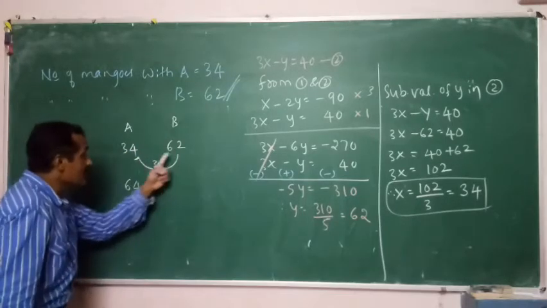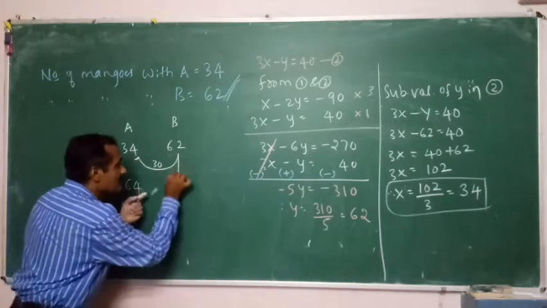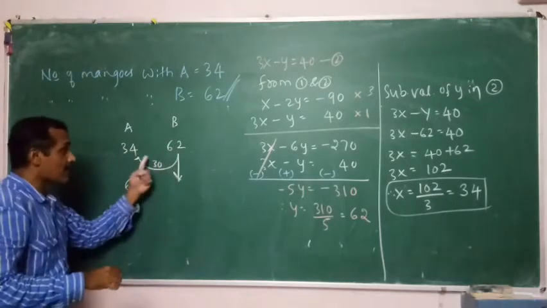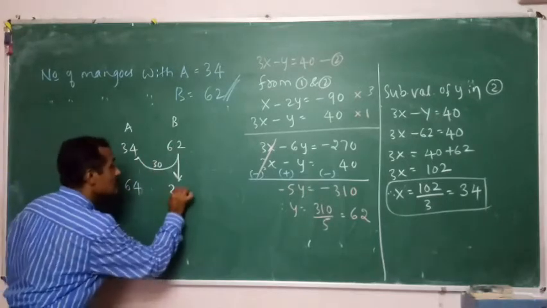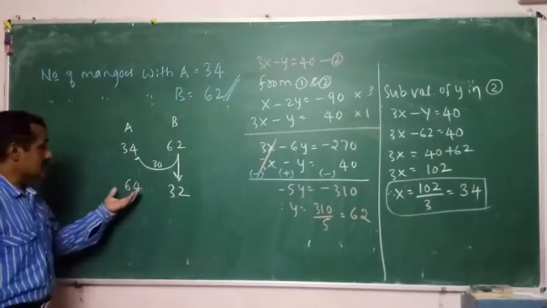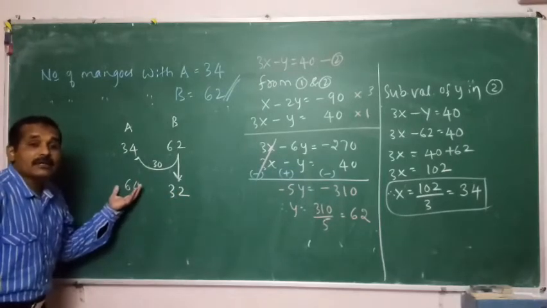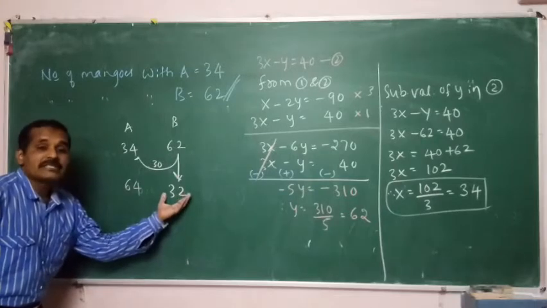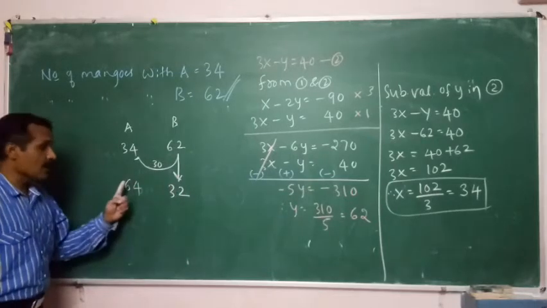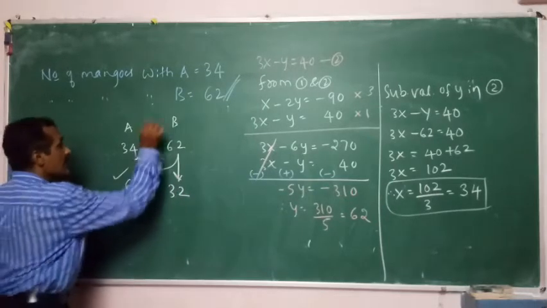When he gives 30 here, what is left with him? What are the mangoes left with him after giving 30? It will be 32 only. And A says, I will be having twice what is left with you. 32 twos are 64. Your answer is right.